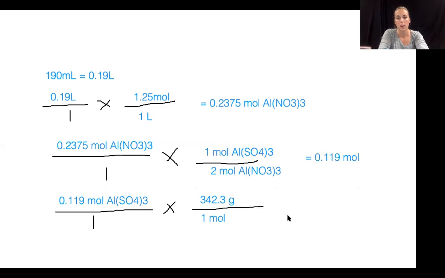grams. And then you're going to plug all that in your calculator. So 0.119 times 342.3, you should get 40.73. And let's see how many significant figures we need. They're giving me 2 significant figures here actually, and 3 here. So we can round it to, let's see, 41. So 41 grams of aluminum sulfate is your answer.